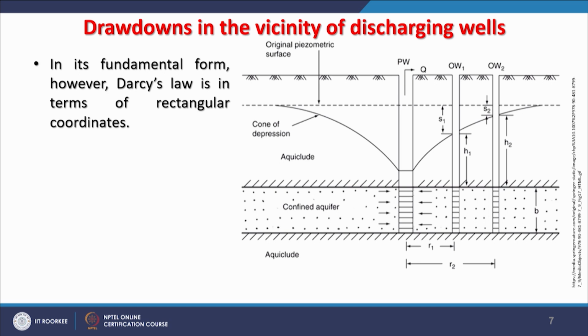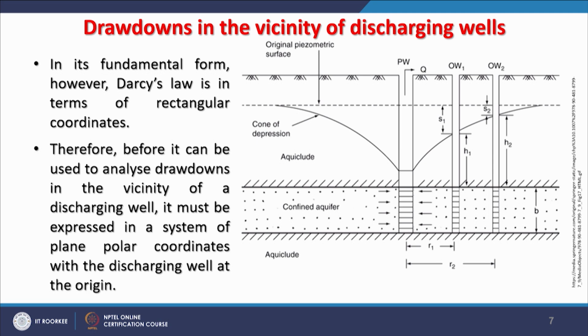However, Darcy law is in terms of rectangular coordinates. So, therefore, to analyze the drawdowns in the vicinity of a pumping well, a discharging well, it should be expressed in a system of plane polar coordinates. This is another important thing. You know that polar coordinates means we are converting from 3D to 2D. That is why plane and polar coordinate systems are there. For map projections you might know there are different kinds of map projections. So, polar projections will be used here for understanding and applying the Darcy law.